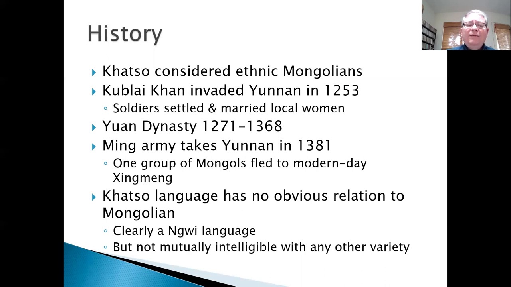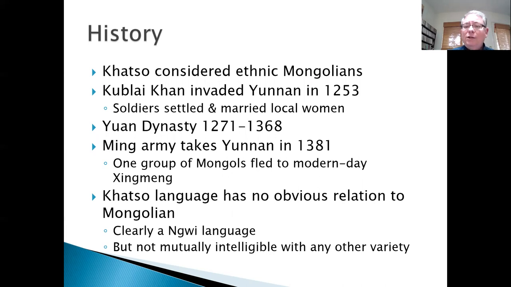Now, even though ethnically they are Mongolian or part Mongolian, the language has nothing to do with the Mongolian language family at all. It's definitely 100% Ngwi, as far as we can tell. No matter how you slice or dice the data, that's what we come up with. But it's also not mutually intelligible with any other Ngwi language. And there are a number of Ngwi villages all around them, and they do not understand each other at all. And they do have a fair amount of contact.